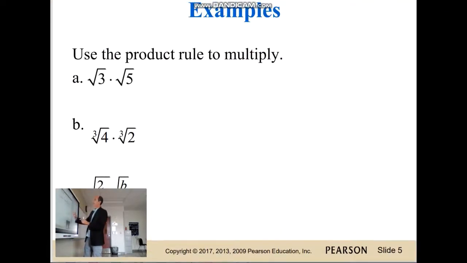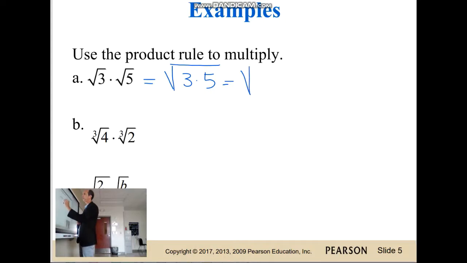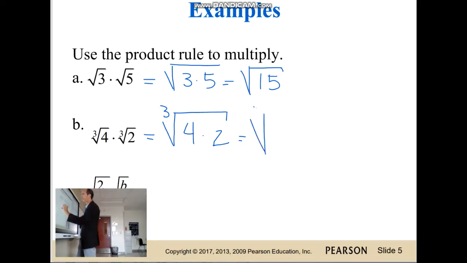Use the product rule to multiply. The square root of 3 times the square root of 5 is going to be equal to the square root of 3 times 5, which equals the square root of 15. And now we have the cube root of 4 times the cube root of 2, which is going to be equal to the cube root of 4 times 2, equals the cube root of 8, and this is equal to 2.